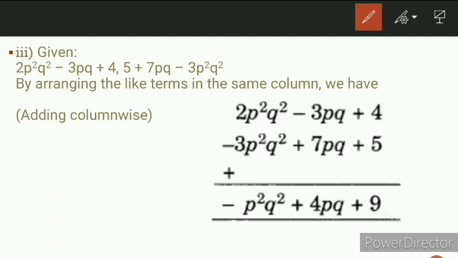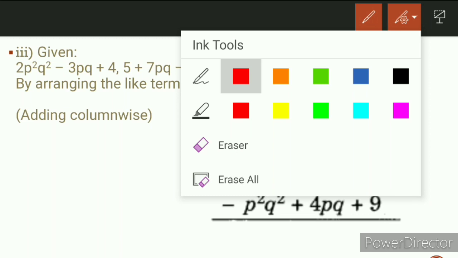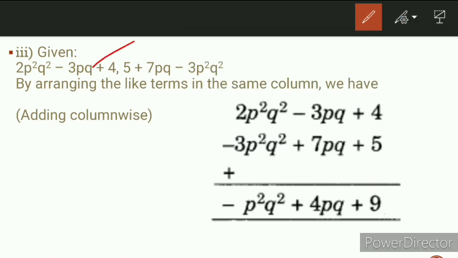Next question, given 2p square q square minus 3p cube plus 4. That is the first expression. The second one is also a trinomial expression. By arranging all the like terms in the same column we have... We can do it this way also, arranging the expressions column wise and adding. So the given two expressions are arranged column wise.